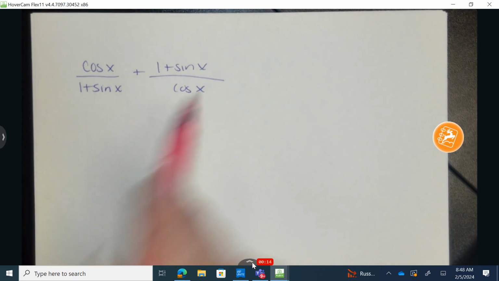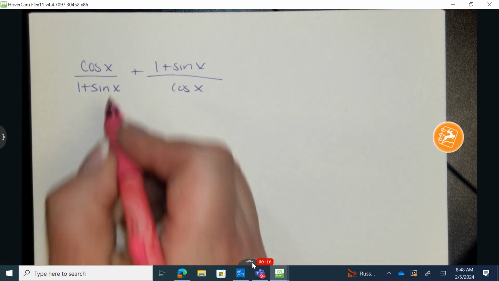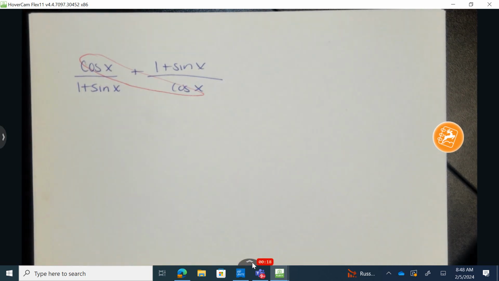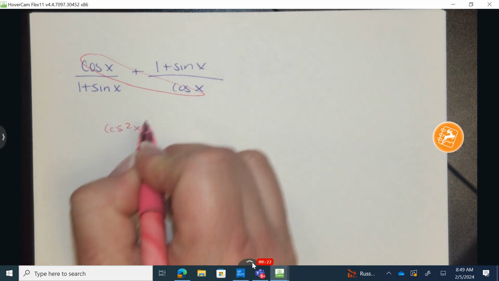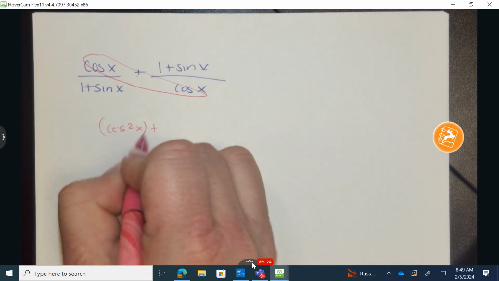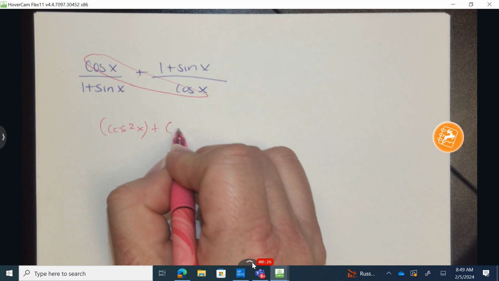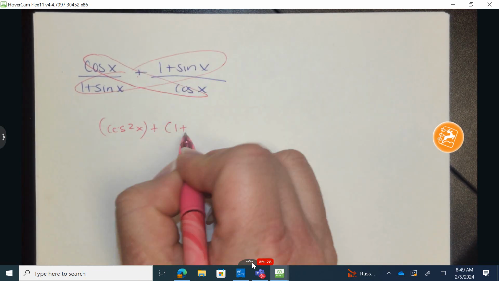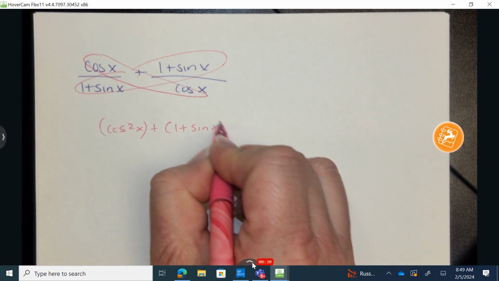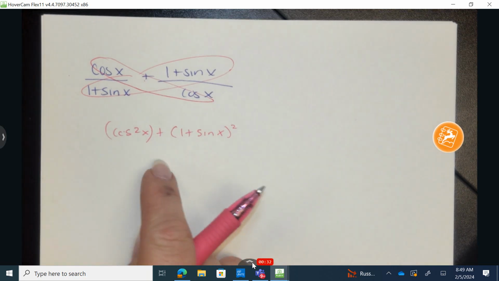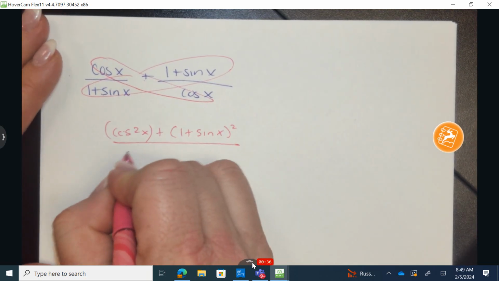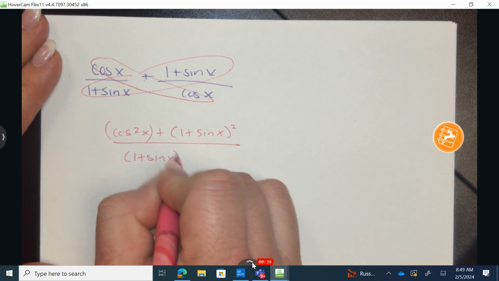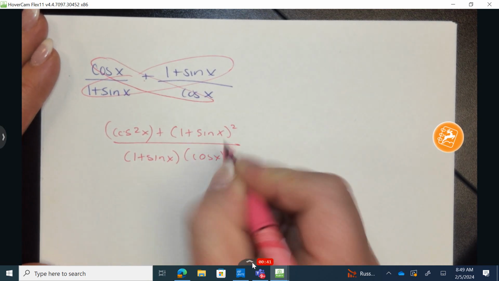So in order for me to combine these, I see that we do not have a common denominator, and so I'm going to do our butterfly method. So I'm going to multiply to get cosine squared x plus, I'm going to multiply, and I see the exact same quantity. So I have 1 plus the sine of x, and there's 2 of them, so 1 plus the sine of x squared. On the bottom, I'm going to multiply 1 plus the sine of x times the quantity, the cosine of x.